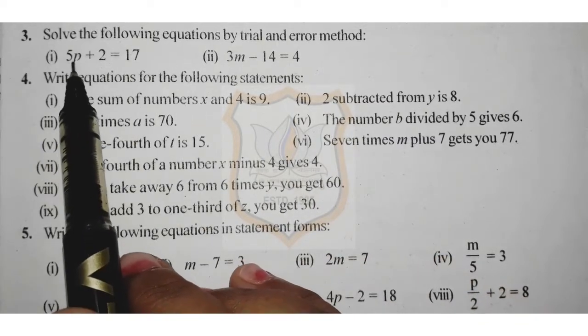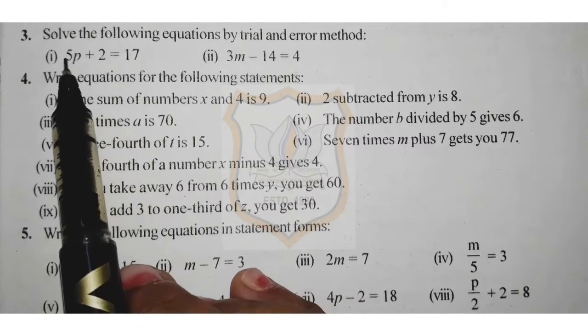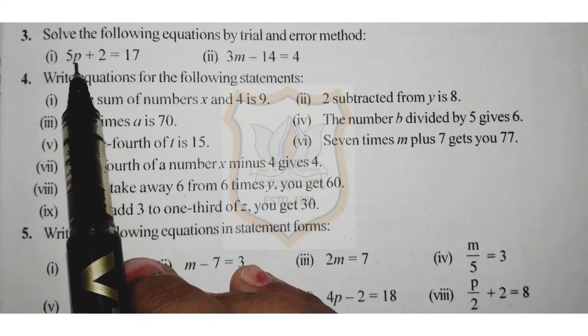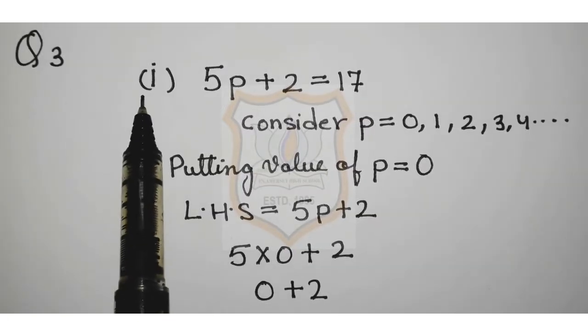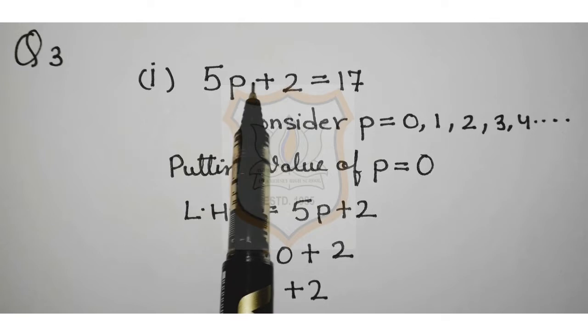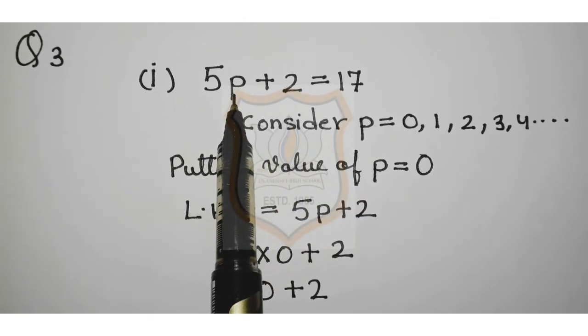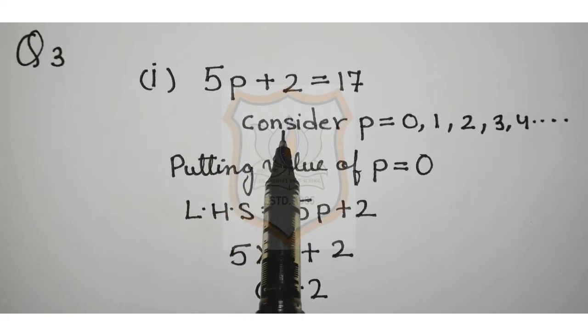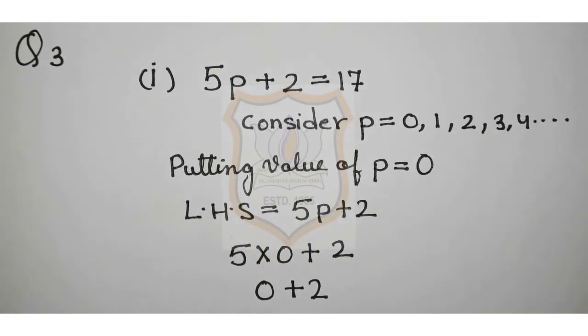First part is 5p plus 2 is equal to 17. Now here the value of p is not given and we have to find its value. This is the solution of question number 3 part 1, that is 5p plus 2 is equal to 17. Here the value of p is not given, so we will consider the value of p as 0, 1, 2, 3, 4 and so on.